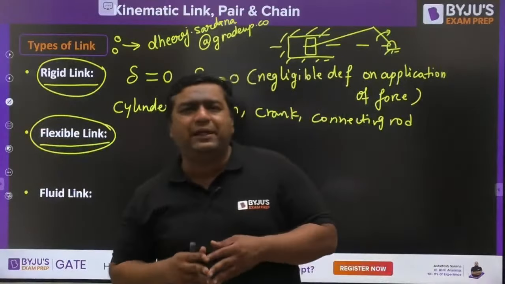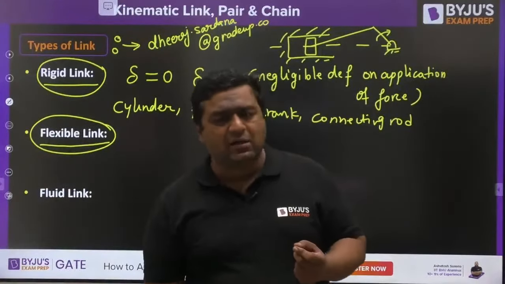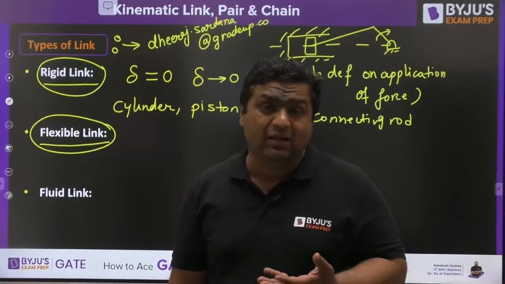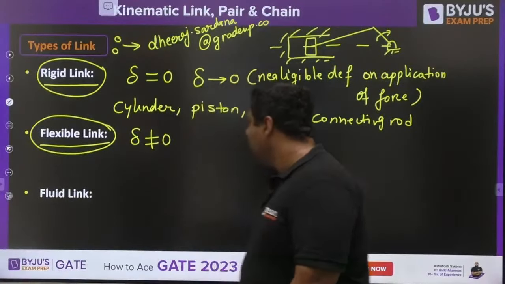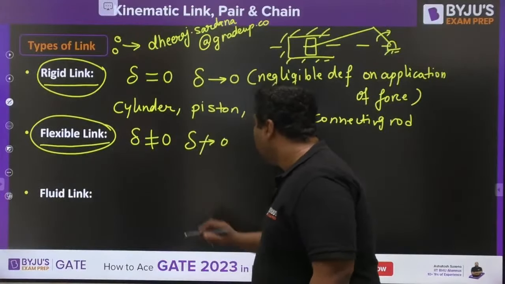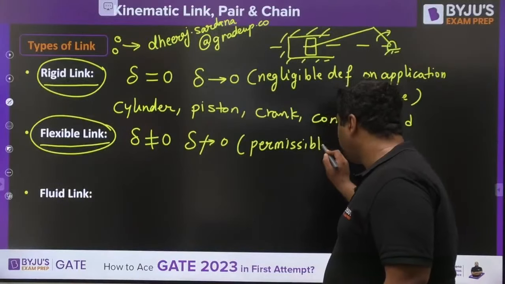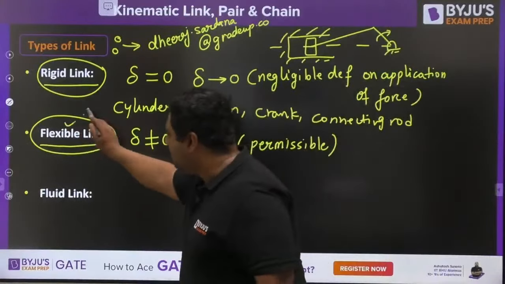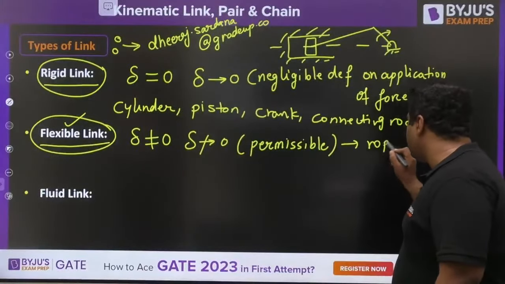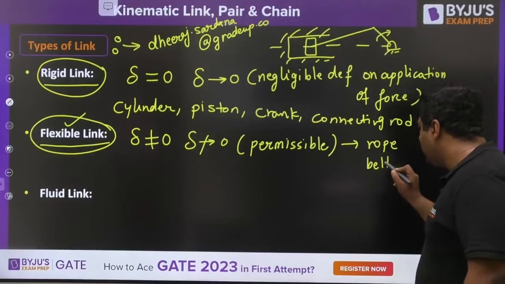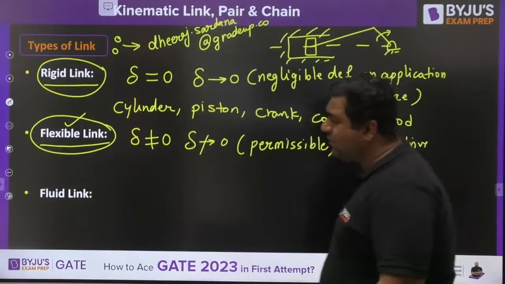So my dear, if on the application of forces deformations are there, but those deformations are in permissible ranges, if deformations are not zero and not tending to zero, but are in permissible ranges, then in that case we call it a flexible link. The example of a flexible link is what? You will call it rope drive, belt drive. Rope drive and belt drive are all examples of the flexible link.